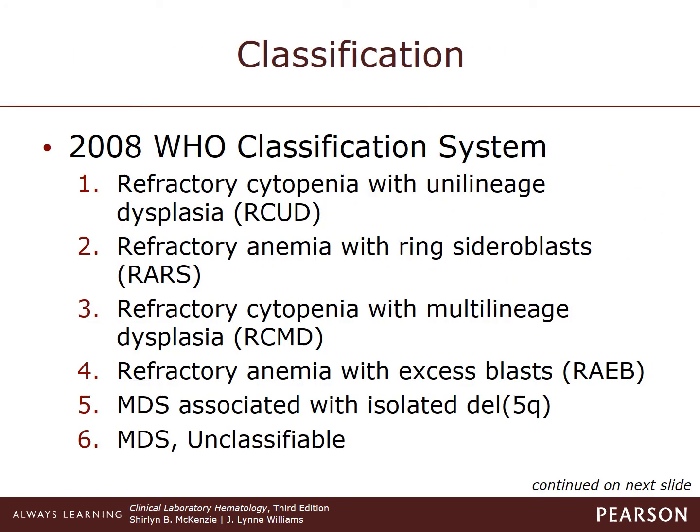So now we're going to talk about the classification of MDSs. In 2008, the World Health Organization performed a classification system and took over the old FAB system and classified them into 6 different groups: refractory cytopenia with unilineage dysplasia, refractory anemia with ringed sideroblasts, refractory cytopenia with multilineage dysplasia, refractory anemia with excess blasts, MDS associated with an isolated deletion of 5q chromosome, or an unclassifiable MDS. It just doesn't fit into the classifications above.